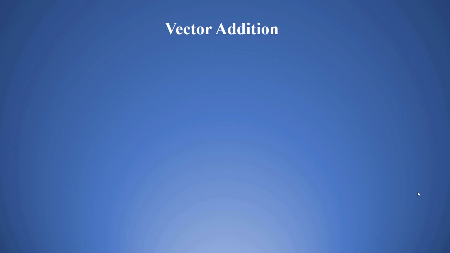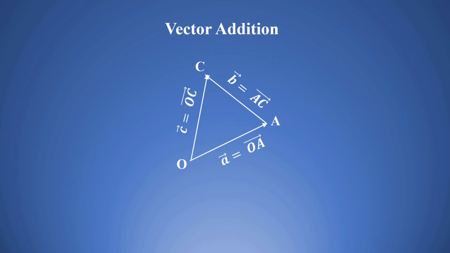The basic operations in vector algebra are addition and subtraction of vectors. Let's start with addition. Suppose A and B are two vectors. Choose A as a point such that A equals OA, and choose the point C such that B equals AC. So the sum of the two vectors is defined as A plus B equals C, such that the vector C is OC. This is the graphical definition of the vector summation.